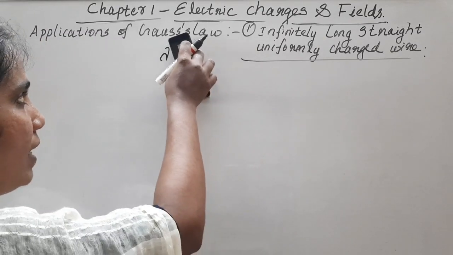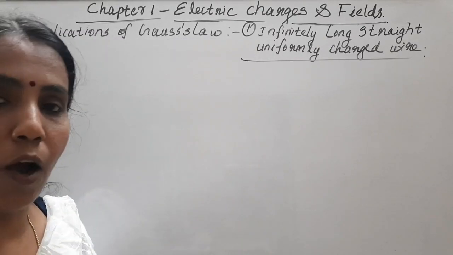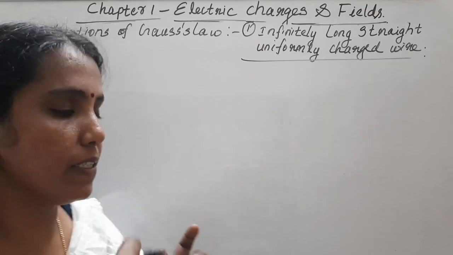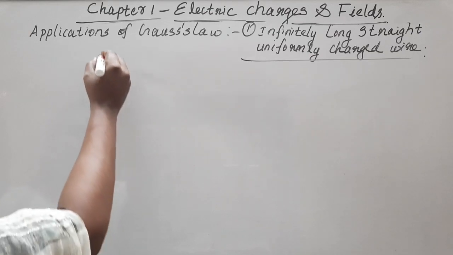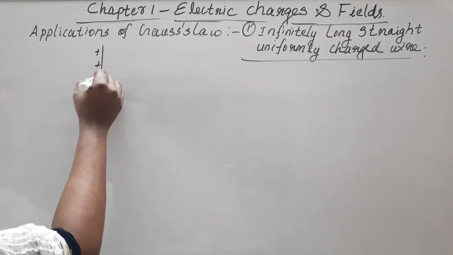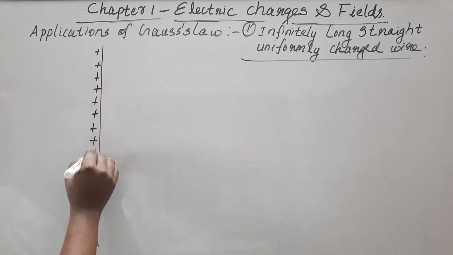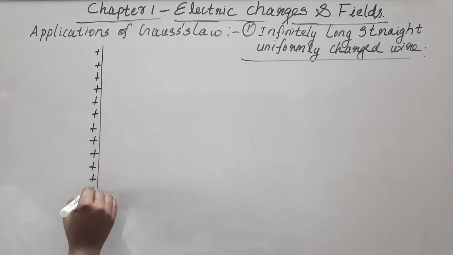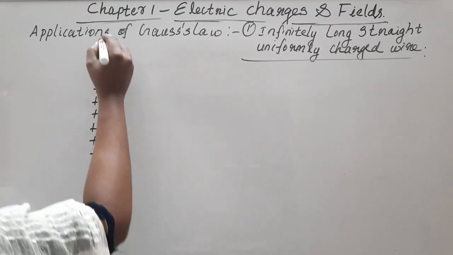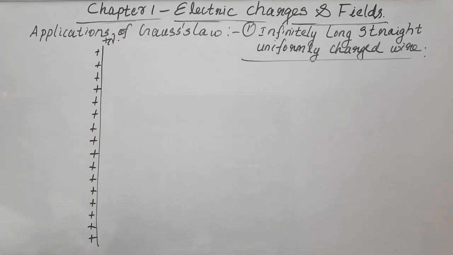So first of all, let's see what will be the direction of the electric field, what will be the nature of the electric field. Such things we will discuss now. So we consider a uniformly charged wire first. So it's uniformly charged, we are considering a positively charged wire. So its linear charge density, we can consider it to be plus lambda. So plus lambda is the linear charge density of that wire.